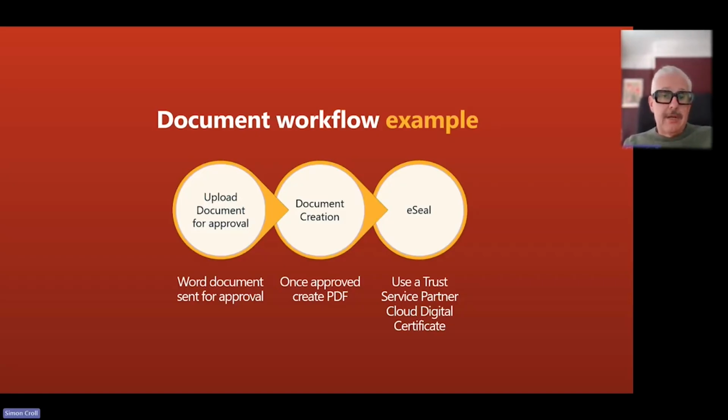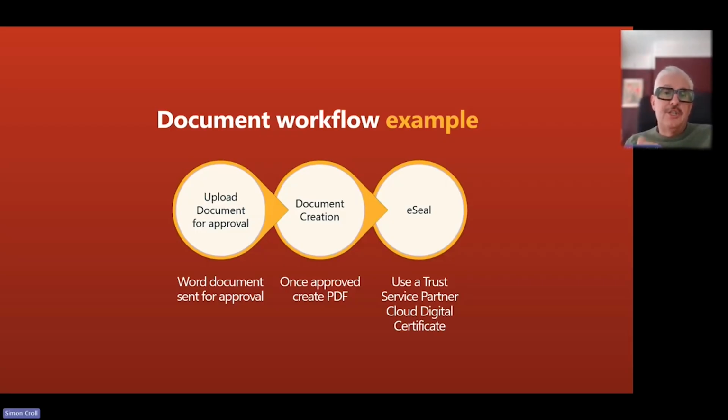And we're doing this again automatically using a Power Automate flow rather than somebody having to manually apply an e-seal to a document. So the Word document might just simply be uploaded to a particular SharePoint folder and then sent for approval. Once approved, we're creating a PDF document, and we're using a trust service partner then to apply a cloud digital certificate, i.e. an e-seal, or that electronic rubber stamp, if you like, to a document, making the document so it's secure and tamper evident.